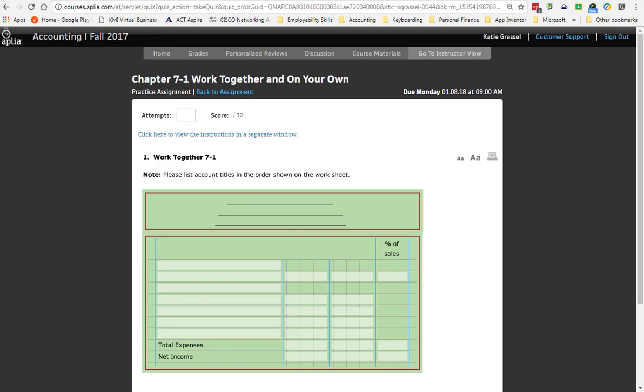And then you will notice that there are two columns here. The two columns on your income statement do not relate to debit and credit. There's a left column and a right column. At the very bottom of this income statement, you are not making debits and credits equal. The whole purpose of an income statement is to determine if we made money or lost money.